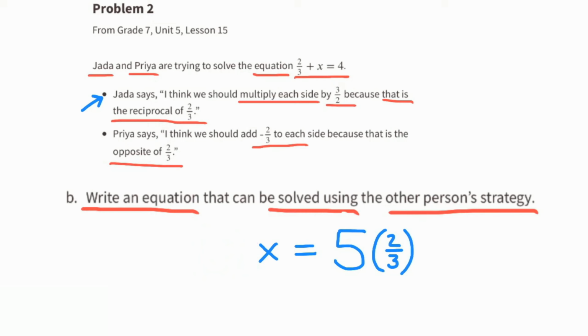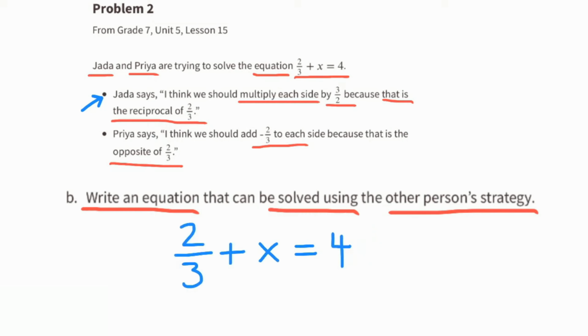So now we have x equals 5 times 2/3. Or 5 over 1 times 2/3. 5 times 2 is 10, and 1 times 3 is 3. So x equals 10 over 3. 10 over 3 is the same as 10 divided by 3. 3 goes into 10 3 times with 1/3 left over. So it just so happens that Jada was also correct, but it took much longer to find the value for x. Remember, the equation that I wrote to answer B was the original equation, 2/3 plus x equals 4.